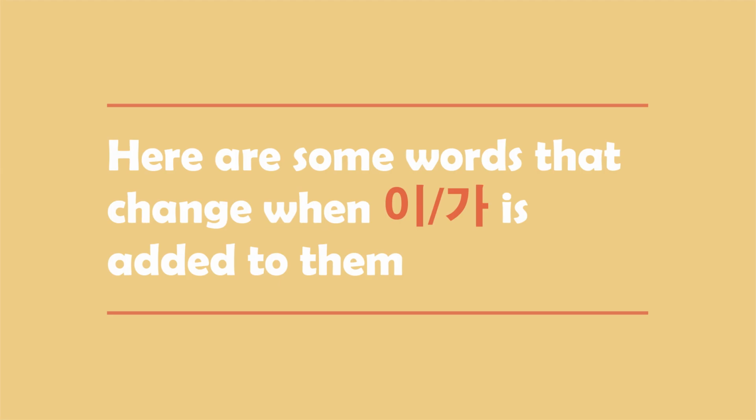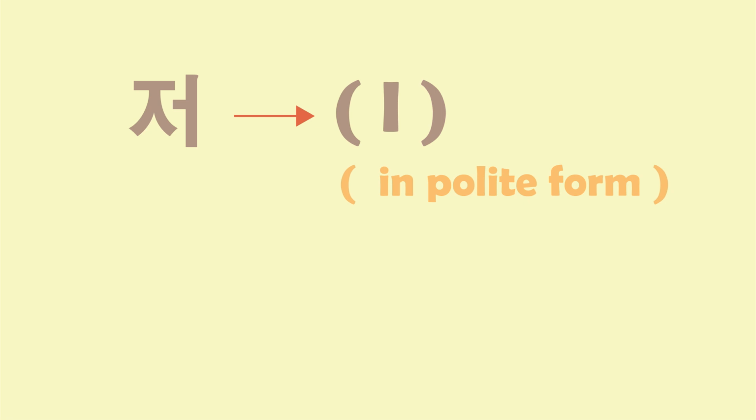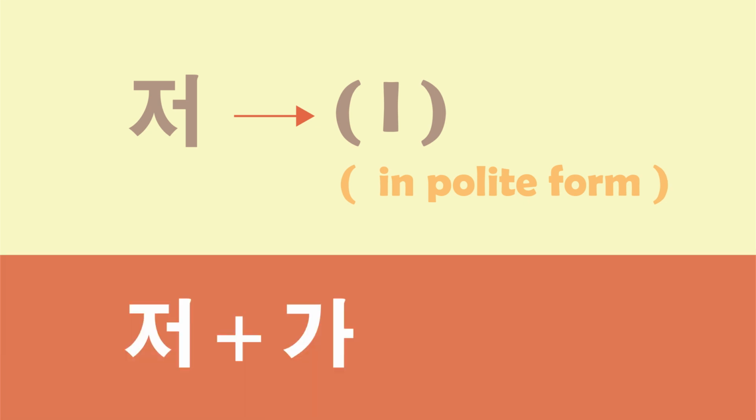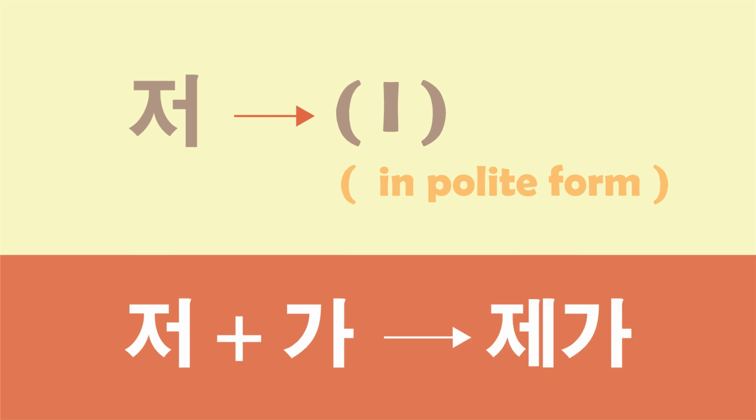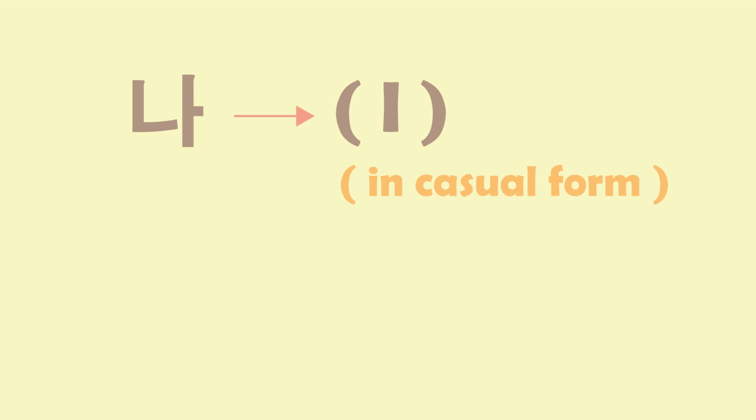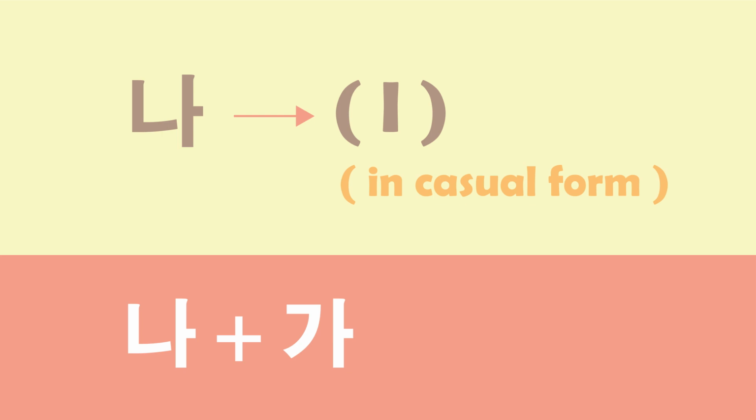Tip. Here are some words that change when 이 or 가 is added to them. 저 means I in polite form. 저 plus 가 is 제가. 나 also means I but in casual form. 나 plus 가 is 내가.